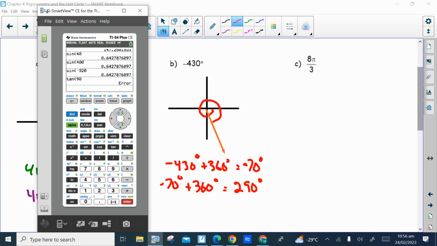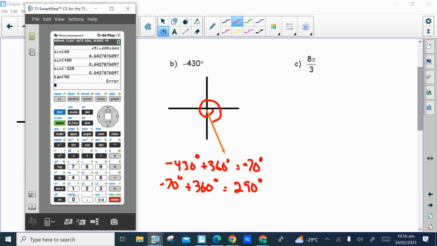And to check it, let's take the cosine of negative 430. That's the angle we started with. It's that decimal. That should be the same as the cosine of negative 70 and the cosine of 290. All the same decimal. That means that these angles are both coterminal with the original. They're the same angle. They take you to the same spot on the circle.